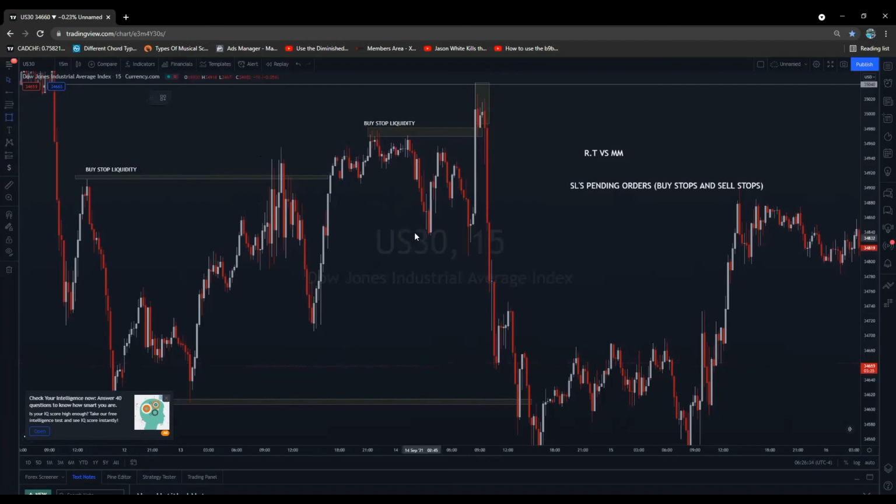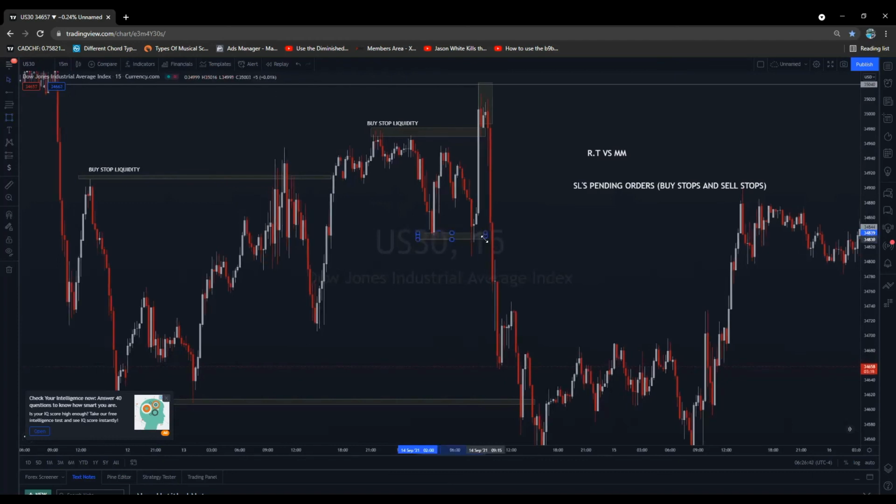Even if you look here, what happened when the market went back for a retest? It took out stop losses from people who had their buys over here. And what happened to those who were willing to sell? It also took them out before going into the direction that it intended.